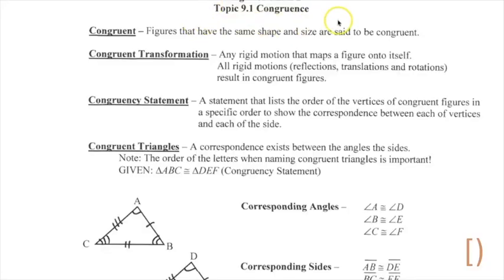In this lesson, we're going to talk about congruence. Congruent just means figures that have the same shape and size are said to be congruent. If I give you two triangles that are essentially the same, we're going to say these two things are congruent. And that's a symbol for congruence. It's like an equal sign with a little tilde on top of it. So let's note they're congruent.